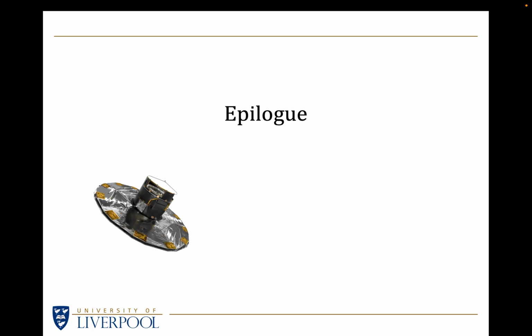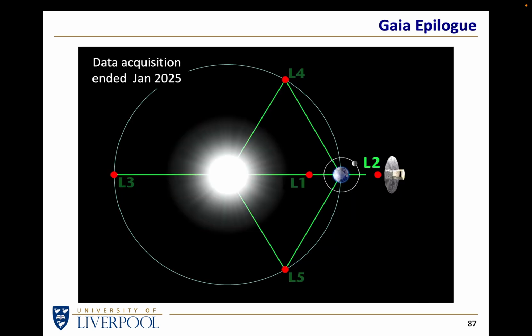So I've sort of had my time, so let me finish with an epilogue. Gaia finished its data acquisition in January of last year, so it basically died about a year or so ago. In March of 2025, it was placed in a retirement orbit. Sounds so much better than a graveyard orbit, doesn't it? Basically, that means you just nudge it away from L2, and then it goes into orbit around the Sun.